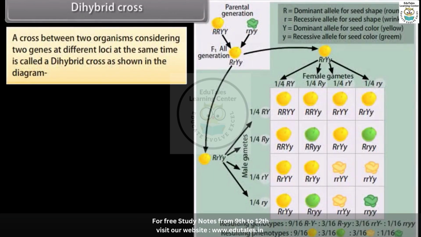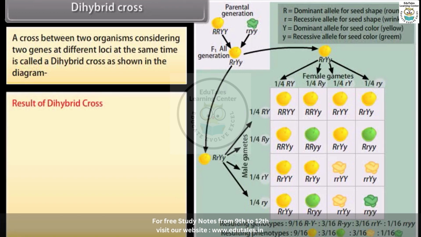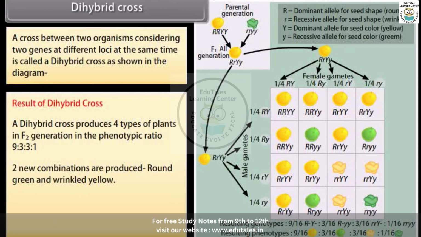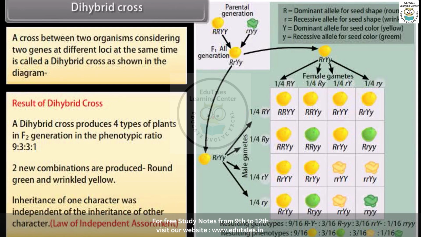Dihybrid cross. A cross between two organisms considering two genes at different loci at the same time is called a dihybrid cross as shown in the diagram. Result of dihybrid cross. A dihybrid cross produces 4 types of plants in F2 generation in the phenotypic ratio 9:3:3:1. 2 new combinations are produced, round green and wrinkled yellow. Inheritance of one character was independent of the inheritance of other character. Law of independent assortment.